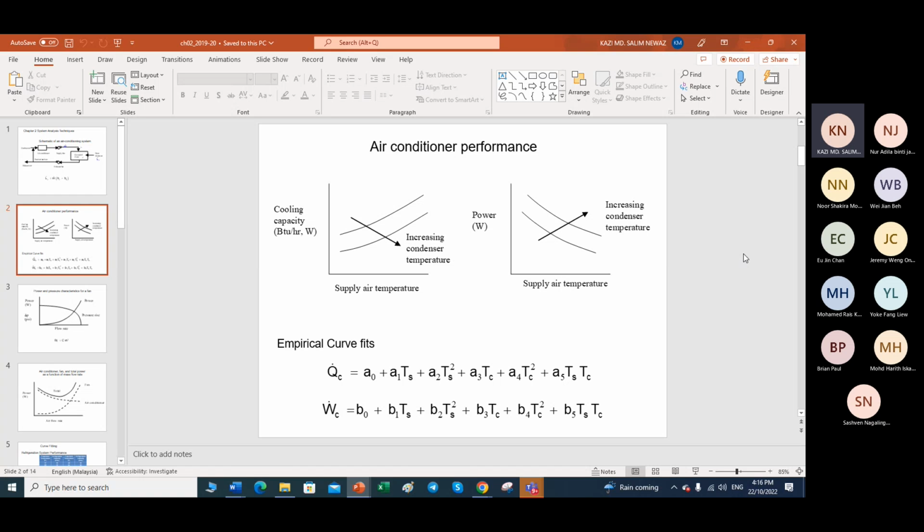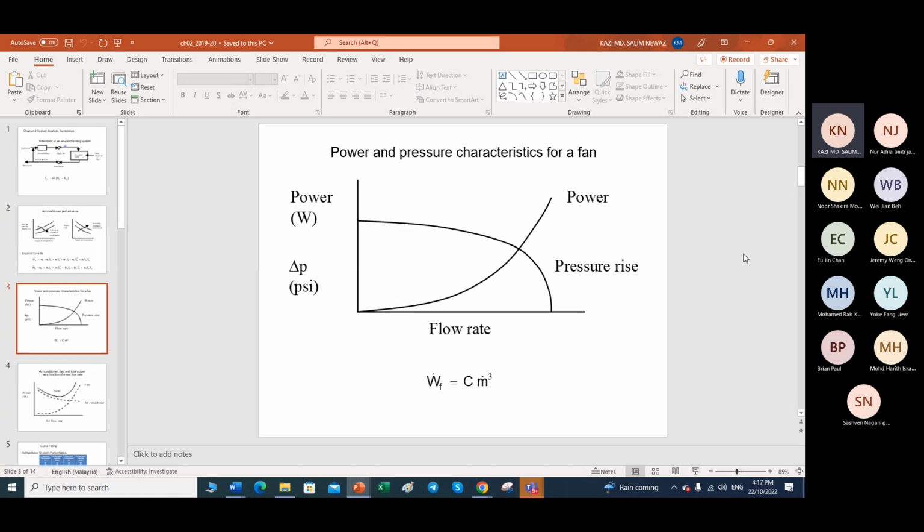Now we come to the empirical curve fit. If it is done, then the load can be calculated by this series, where Ts represents the surface temperature and Tc represents the condenser temperature. And then the work done can also be represented by this series. So with it, we move on further down.